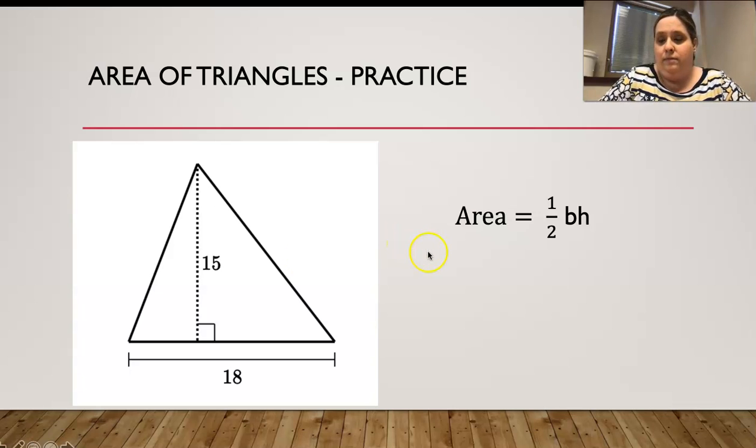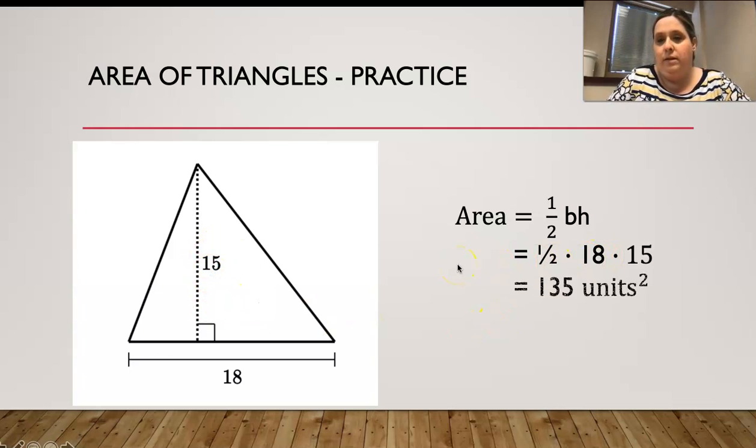Okay, so this is some additional practice. So if we have 1/2, our base is 18 and our height is 15. So if we plug those into our formula, we get 135 square units.